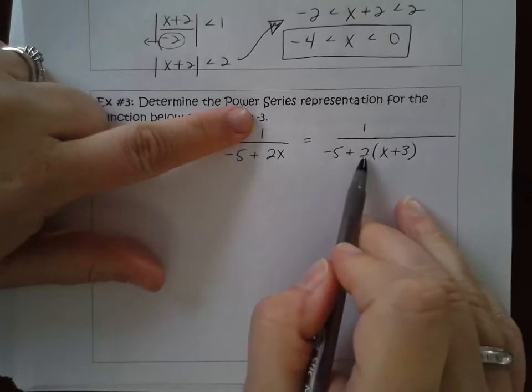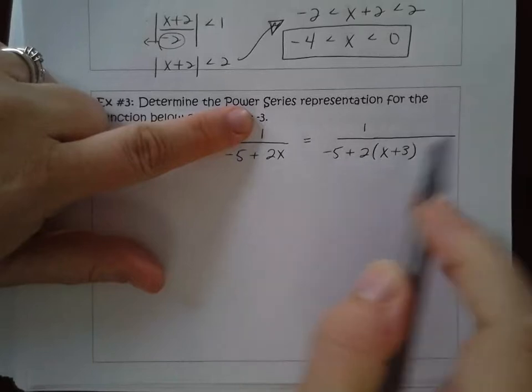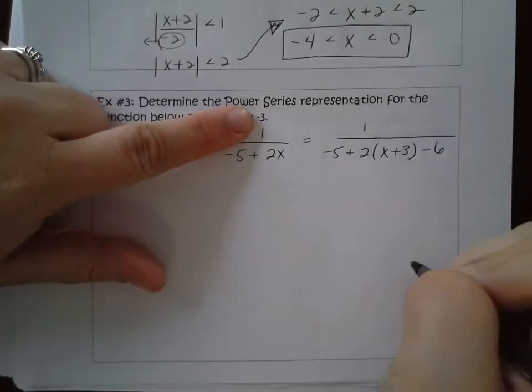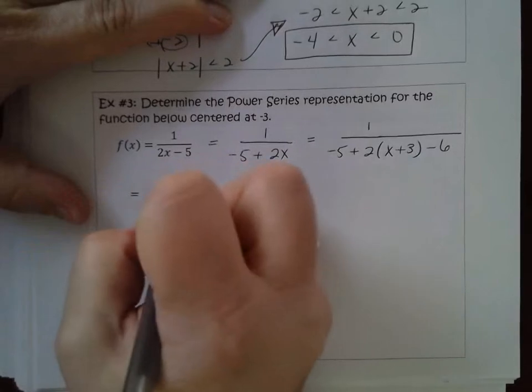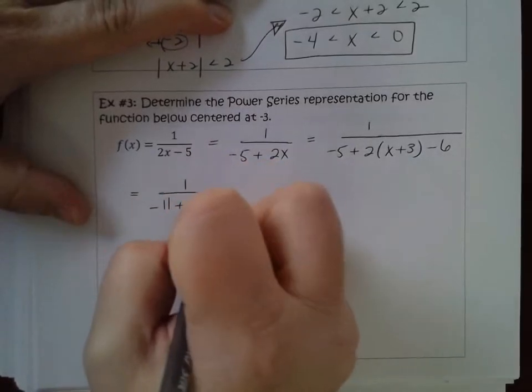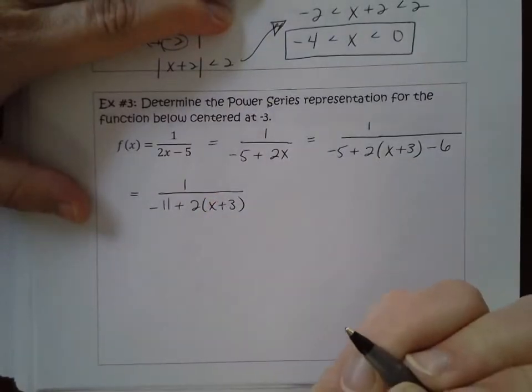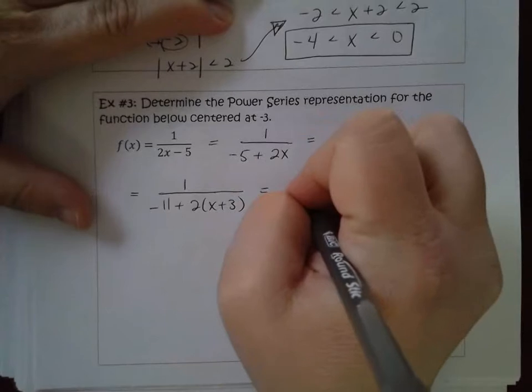And really, what am I adding? But a 3 and a 2 in front of it. So I just added 6. I have to balance with a -6. Divide everything by negative 11.